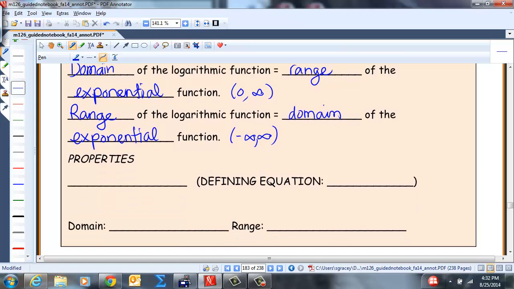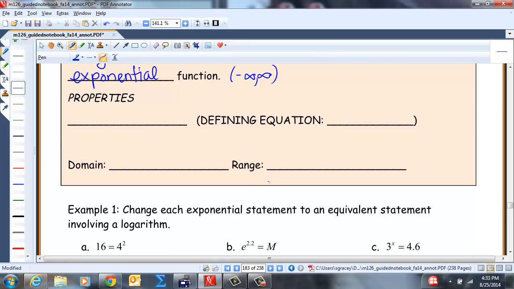Okay, properties. So basically here, the defining equation for y equals log base a of x is a to the y is equal to x if you switch it into exponential form. And the domain for the logarithmic function is 0 to infinity, non-inclusive. And the range is all real numbers, so minus infinity to infinity.